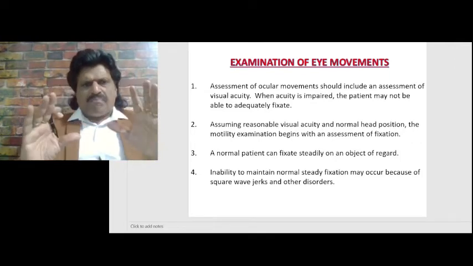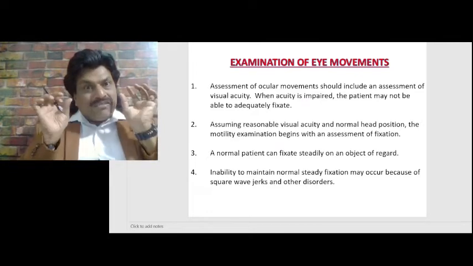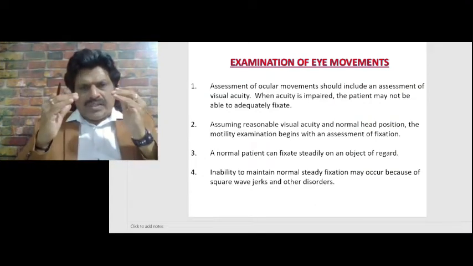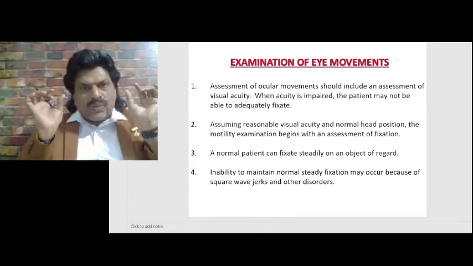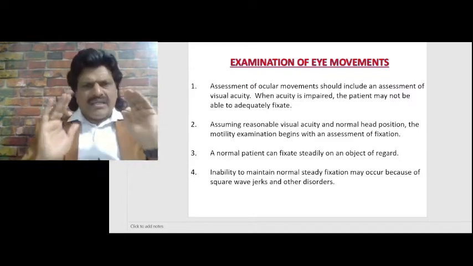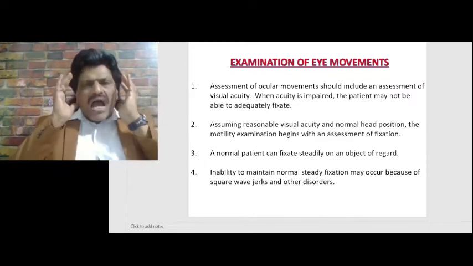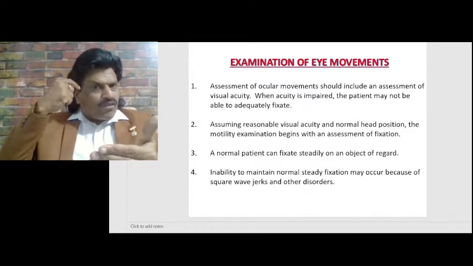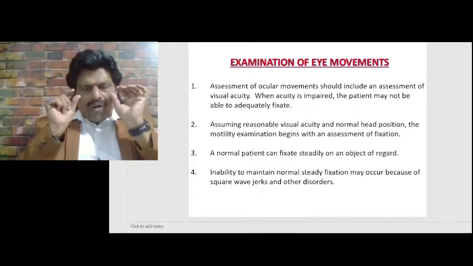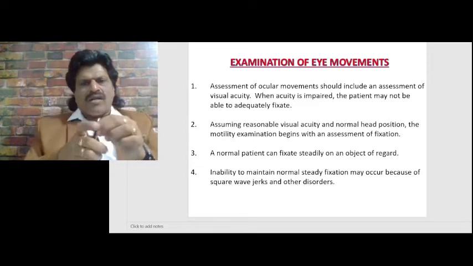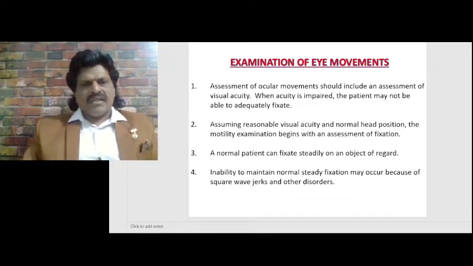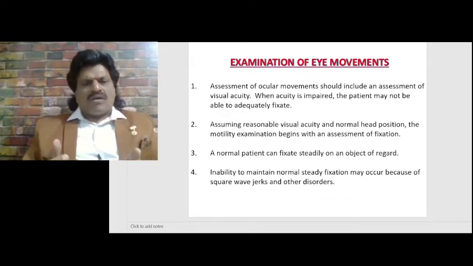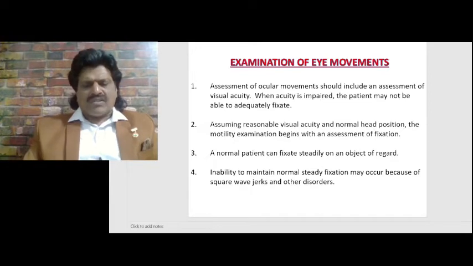When acuity is impaired, the patient may not be able to adequately fixate, and therefore we should always test visual acuity. Assuming reasonable visual acuity and normal head position, the motility examination begins with an assessment of fixation. A normal patient can fixate steadily on an object of regard. Inability to maintain normal steady fixation may occur because of square wave jerks and other disorders of ocular movement.